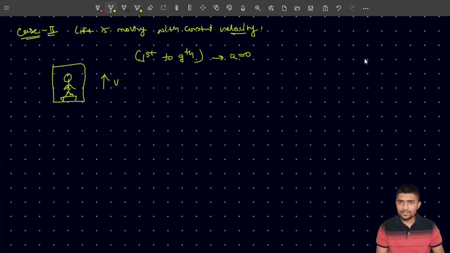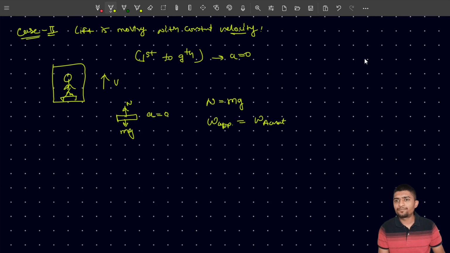So we can imagine this condition and we get it easily. Let's say mg is downward, the upward force is N, but the acceleration is actually 0. The acceleration is 0, that means N is equal to mg, so W apparent will be equal to actual weight. That means there is no change in his weight.